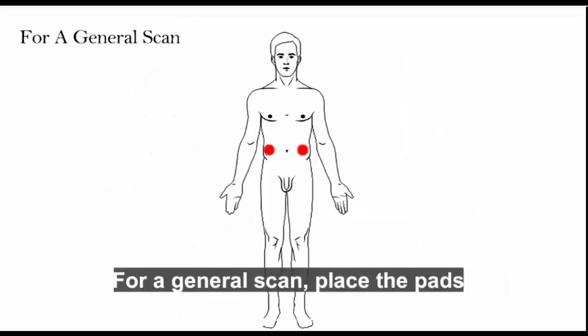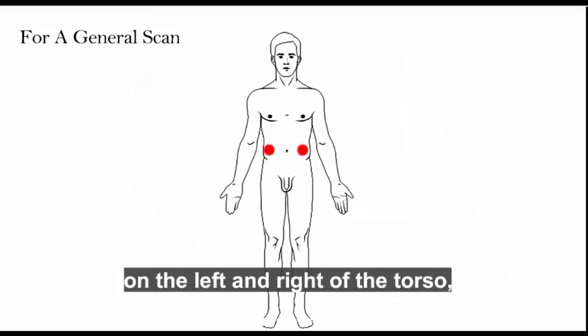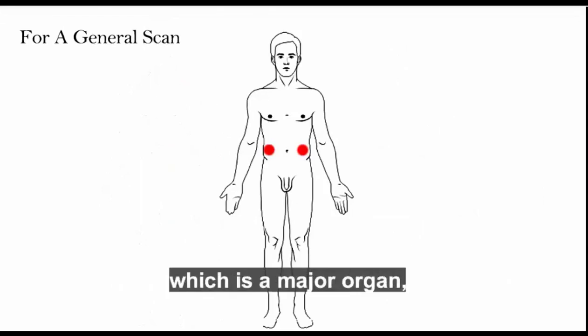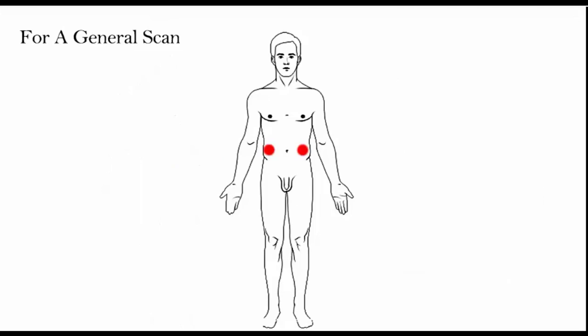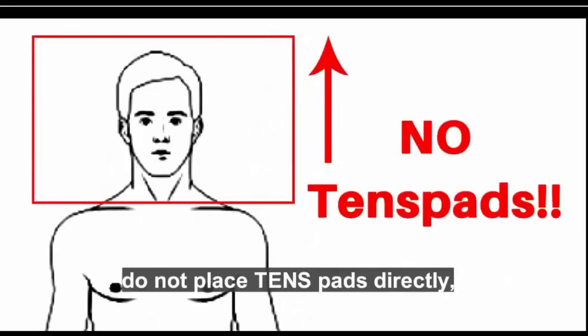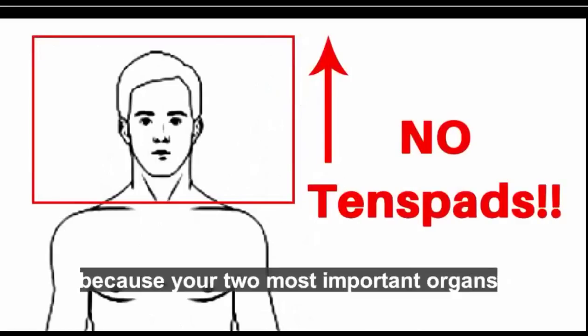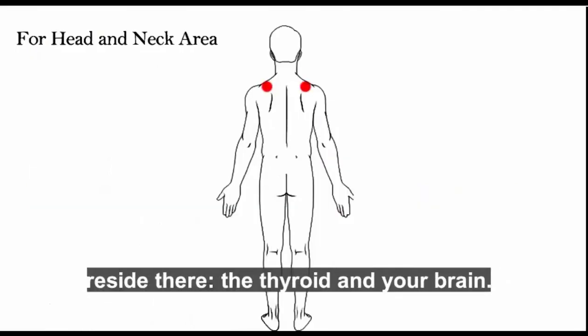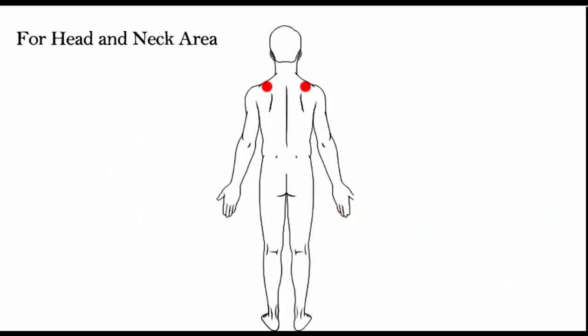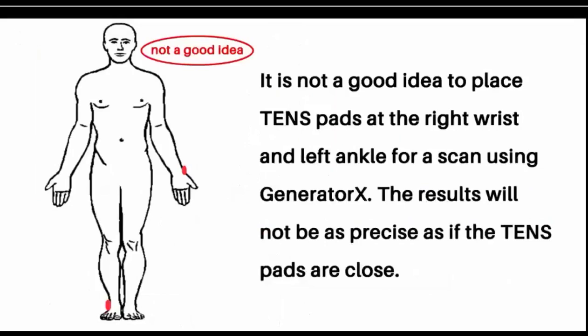For a general scan, place the pads on the left and right side of the torso, midway between the hips and the shoulders. The signal will go through the gut, which is a major organ, reflecting the state of your body. Many pathogens reside there. For head and neck areas, do not place the TENS pads directly, because your two most important organs reside there, the thyroid and your brain. Use the back of both shoulders. It is not a good idea to place TENS pads at the right wrist and left ankle for a scan using Generator X. The results will not be as precise as if the TENS pads are close.